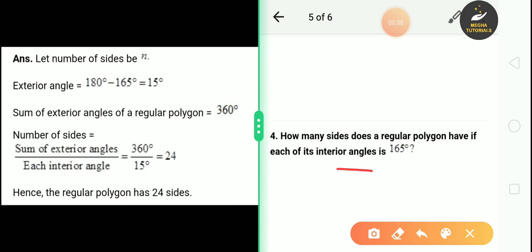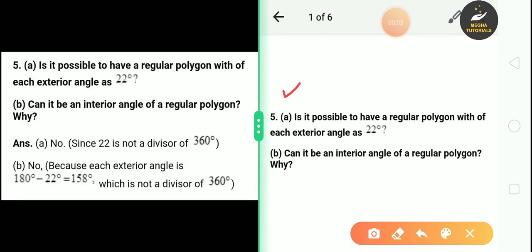Okay. So first, using linear pair we can write exterior angle is equal to 180 degree minus 165 degree, it is coming 15 degree. Now we know that the sum of exterior angles of a regular polygon is 360 degree. So the number of sides will be the sum of exterior angles upon each exterior angle. Here there is a printing mistake, here exterior angle will come. Okay. So 360 degree upon 15 is equal to 24. So the number of sides of the regular polygon is 24. Okay, so this is the final answer.